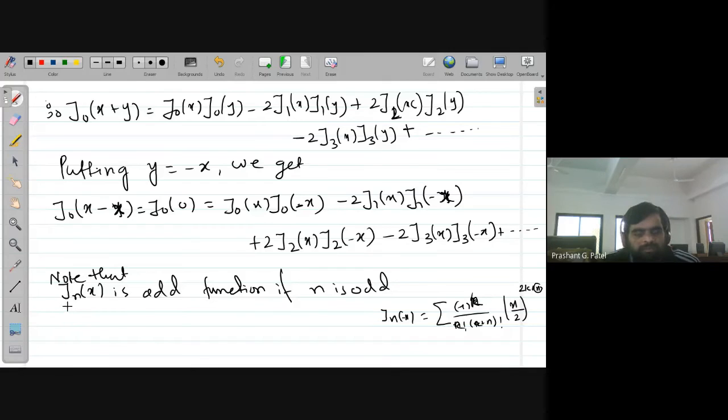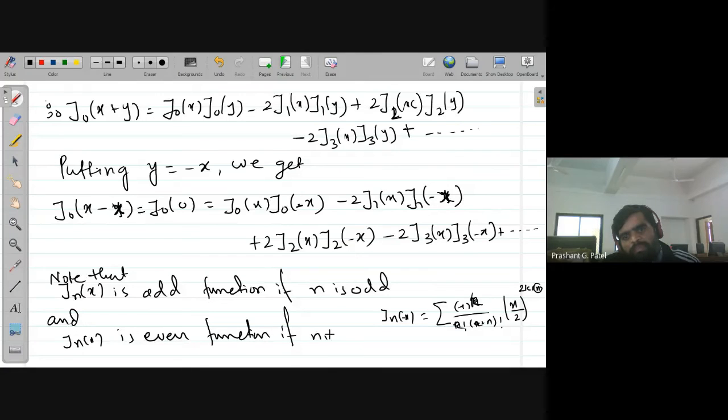So I can say that Jn of x is an odd function if n is odd, and Jn of x is an even function if n is even. Again the same, if this n is even, then this is an even number. So x power even number, if a negative sign is there, it will become positive. So Jn of minus x will give me a positive sign. So that's why Jn of x is an even function if n is even.